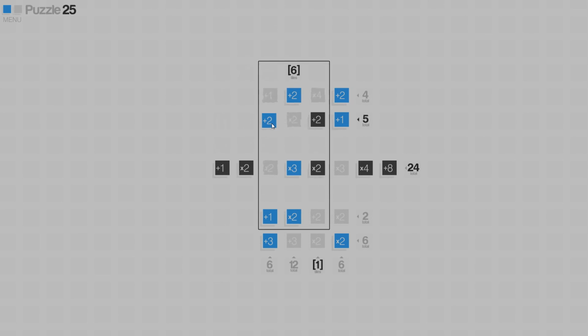And that means in turn we need 2 plus 1 to get the total value of 5. We have to mark this +2 tile here. And now we have 1 tile in this column, and we are only allowed to have 1 tile in this column, so we can remove this tile here.